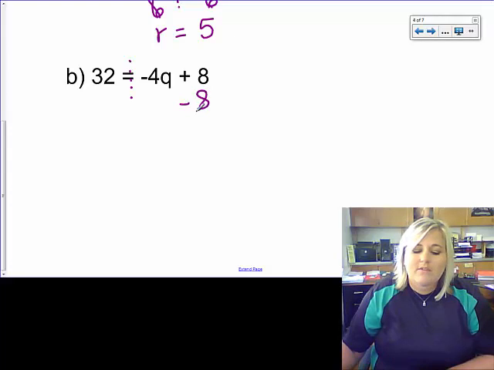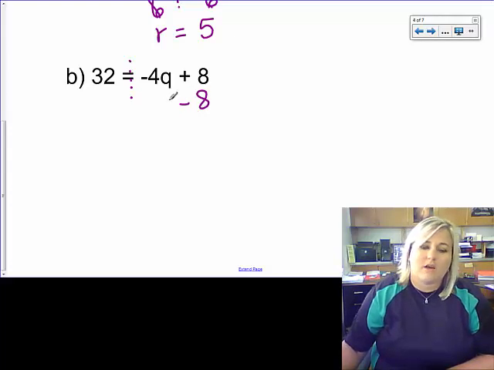Now, this is where we really start to get confused. Please make sure you're taking good notes. What I do to one side of the equal sign, here's my dashed line, I've done it to the right side, now I need to do it to the other side, which is the left side. So I'm going to do the exact same thing. I subtracted 8 here, I'm going to subtract 8 here.